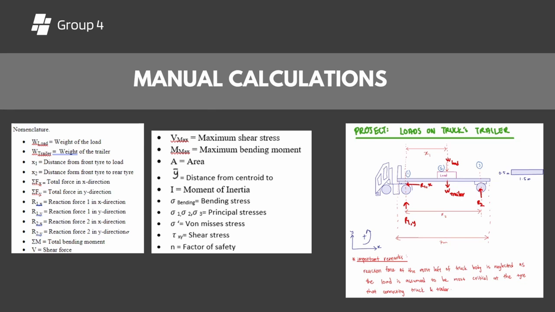To ease the calculation, a free body diagram is drawn, and the reaction force at the most left of the truck is neglected, as the load is assumed to be most critical at the tire that connects the truck to the trailer.